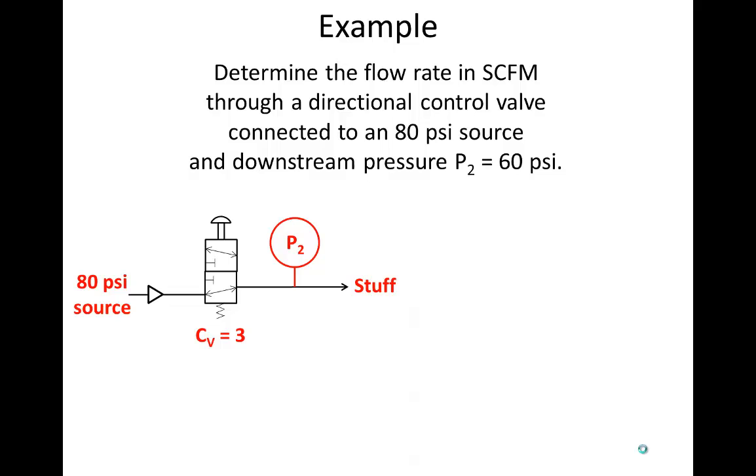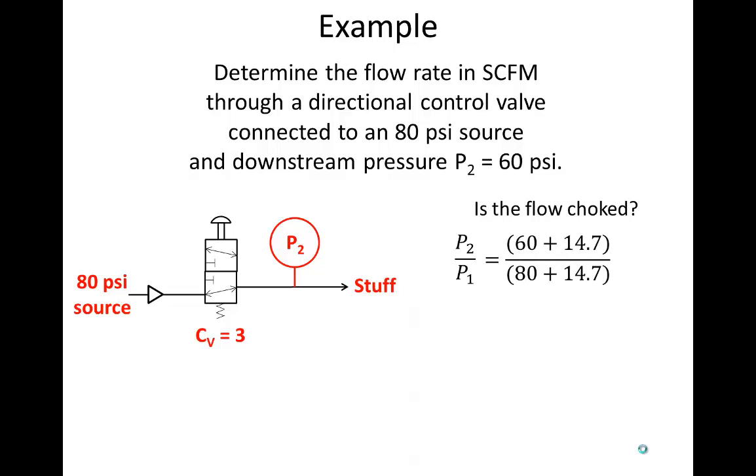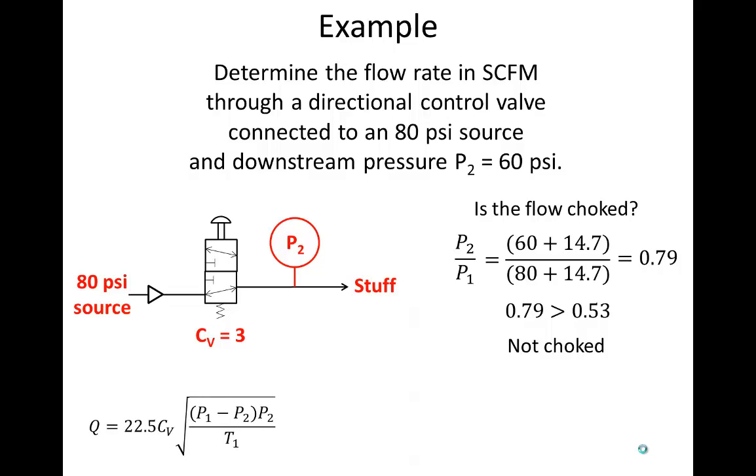Well, the first thing we need to do to determine the flow rate through that valve is first check to see if the flow is choked or not. And we do that by taking the ratio of P2 to P1. And because that's a ratio, we have to use pressures in absolute numbers. So notice we've added the 14.7. And that will result in a 79% ratio. That's clearly greater than 53%. So the flow is not choked, so we can go ahead and use this equation.